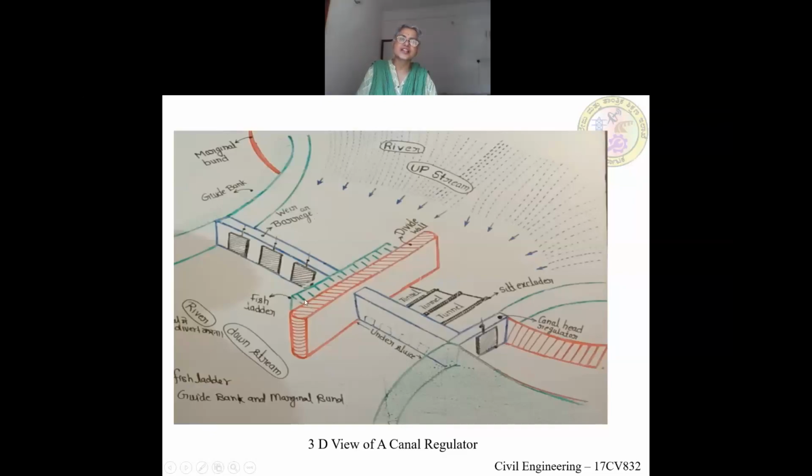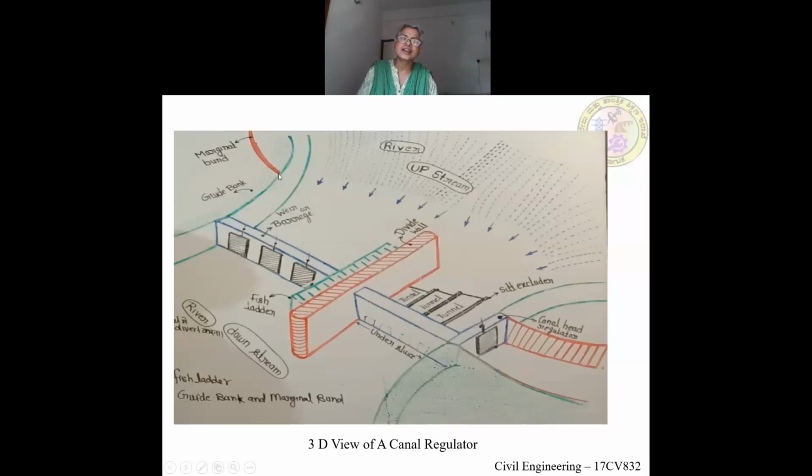And there is a fish ladder here, which is built parallel to the divide wall. As the name itself indicates, the fish can move from the downstream side to the upstream side using this fish ladder. Each component we will discuss in detail. So if you remember and understand this 3D picture, you will understand each component easily.